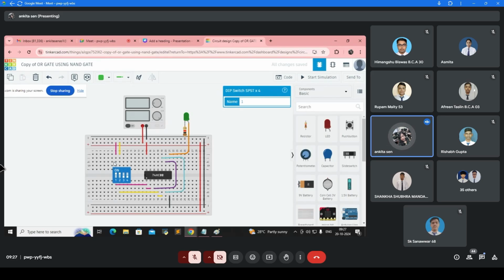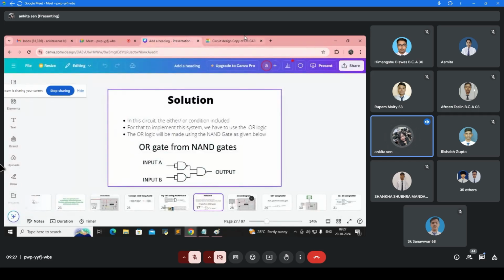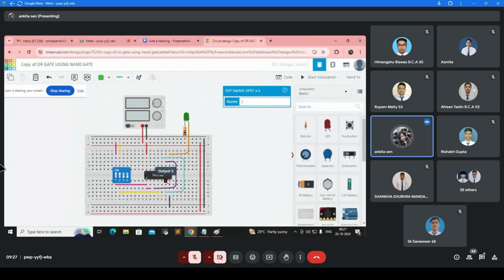Whatever the switch, this portion is the same for everything. So first you have to collect the 74AC00, correct? If you remember, in the last to last class, I already told you how to implement the circuit using 74AC00. There are a total of four NAND gates included in this one IC. You can notice here: input 1A, 1B, output 1, one set of NAND gate; 2A, 2B, output 2, the second set of NAND gate.